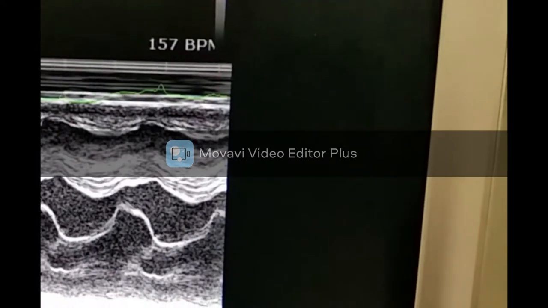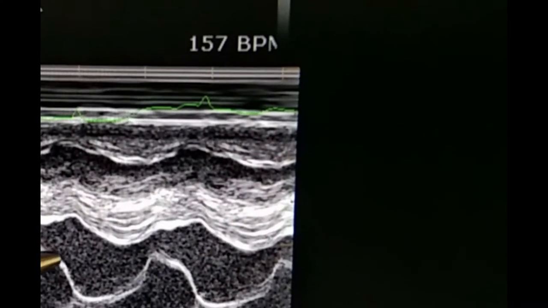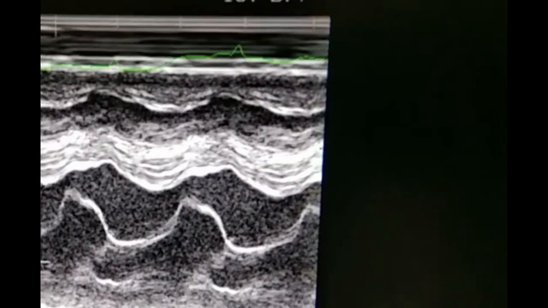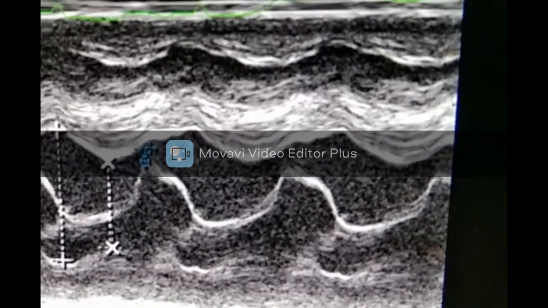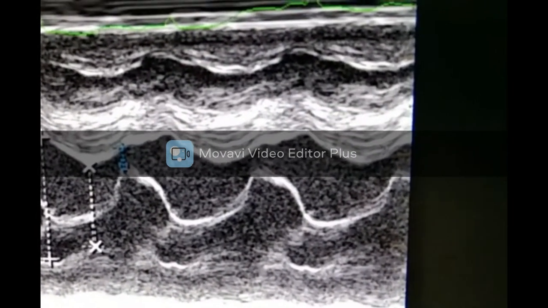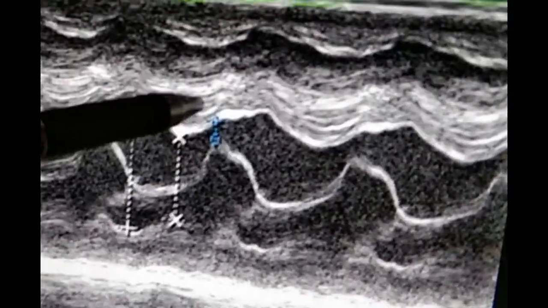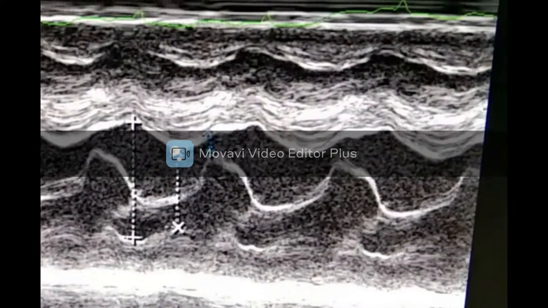The other component I was talking about is the E-point septal separation. What is septal separation? What you see here is the septum, correct? Yes, sir. This is the E peak and A peak. This is the mitral valve. I take the caliper. This is the E component and this is the septum. How much the septum is separated from the E peak of the mitral valve. From the peak of the E part of the mitral valve till the septum is called the E-point septal separation. This is another parameter used in assessing the left ventricle.